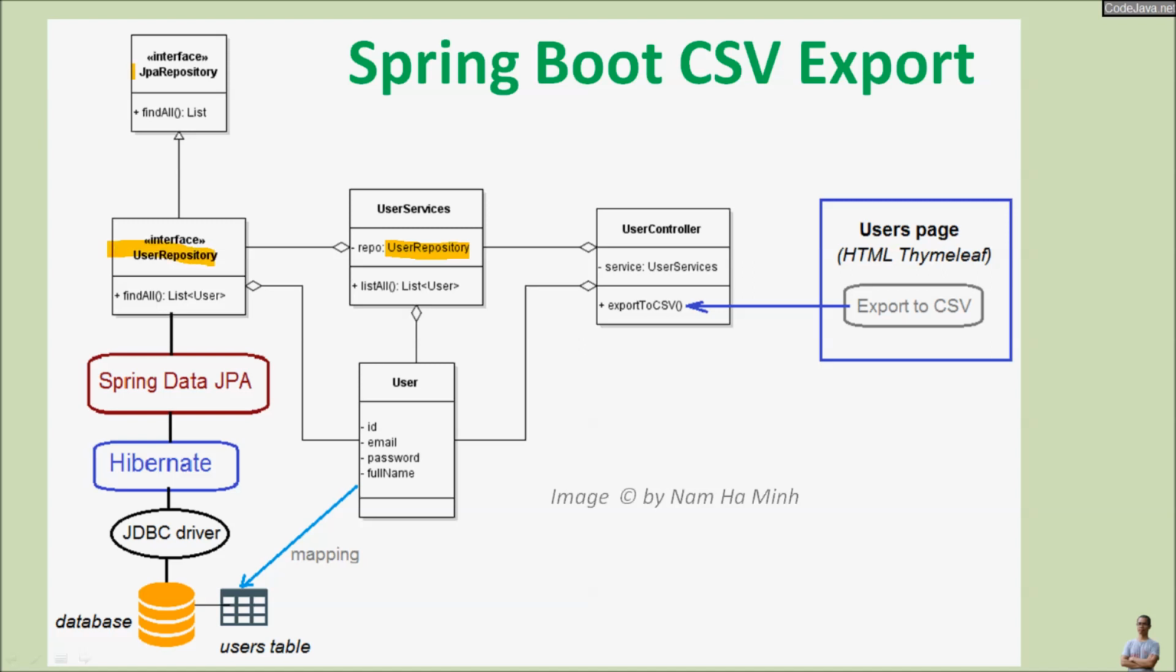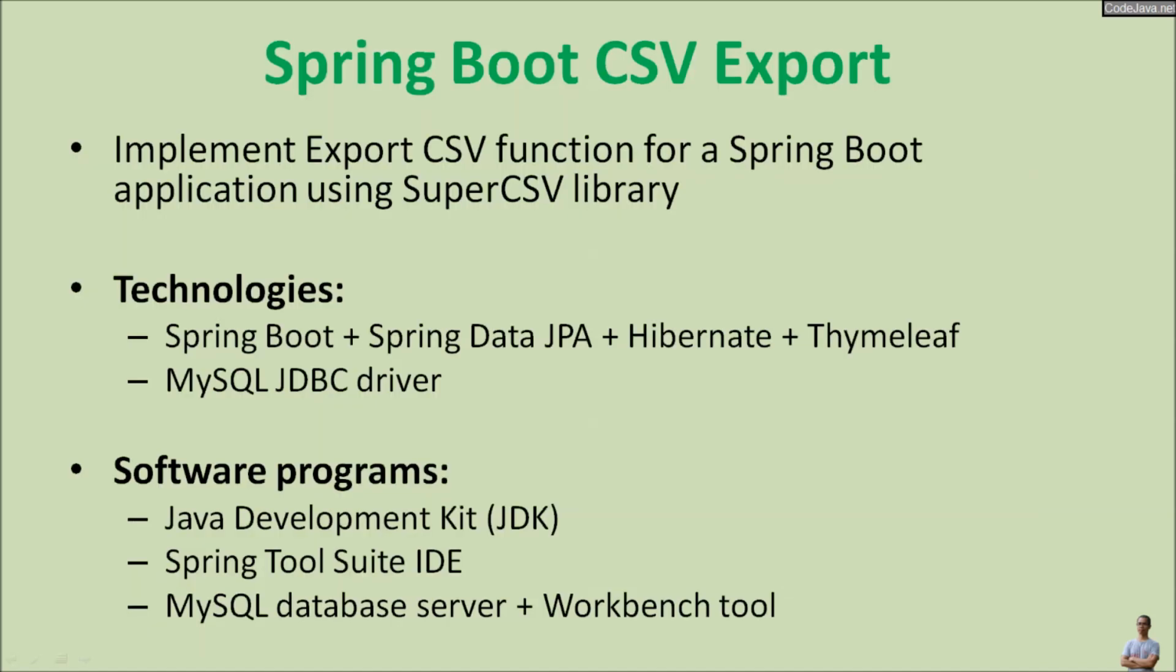The user repository interface, which is a JPA repository interface that implements the find-all method, and in turn it will work with Spring Data JPA. Spring Data JPA will work with Hibernate framework, and Hibernate will talk with JDBC driver to connect to the database and get the data. And the list of users are written back through the application to the end user to download the CSV file. And note that we have the entity class User that maps with the users table in the database. So I hope this diagram helps you understand the logic of the export to CSV function in our Spring Boot project. I will be using Super CSV library to export data to CSV format.